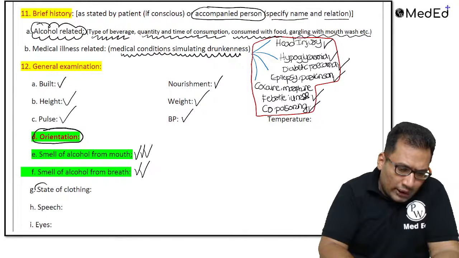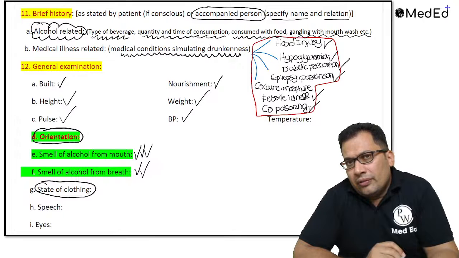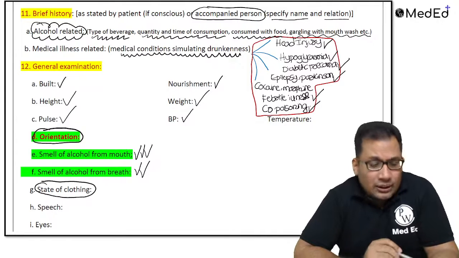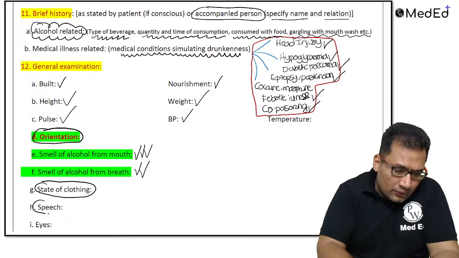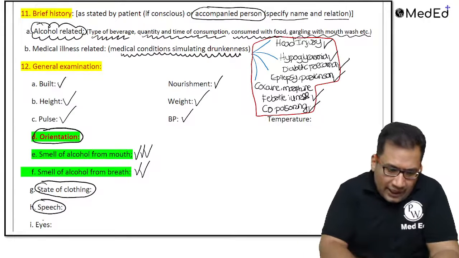Then state of clothing. What is the status of the clothing? Whether they are disturbed or they are normal. Also, you should look at the speech and eye examination.